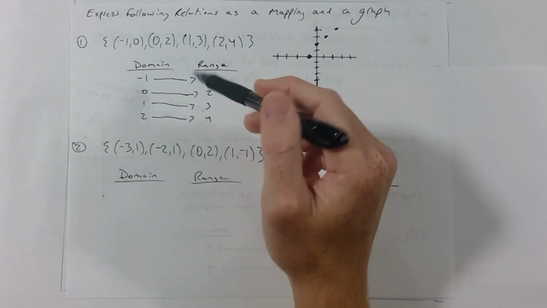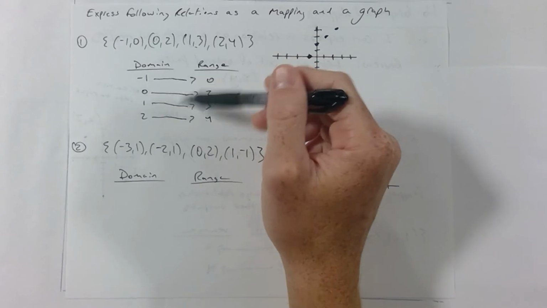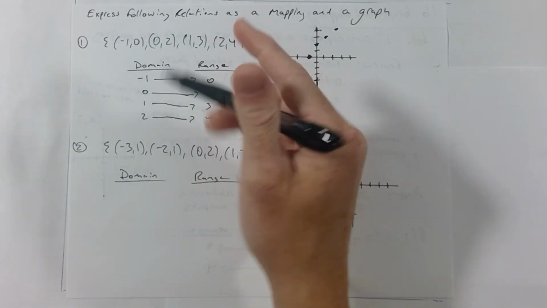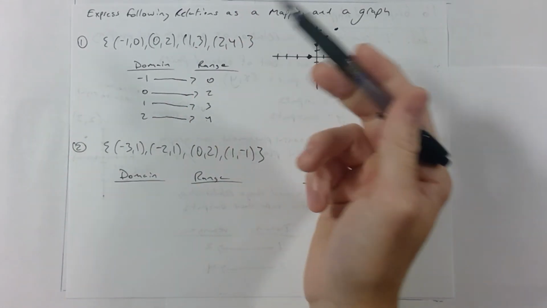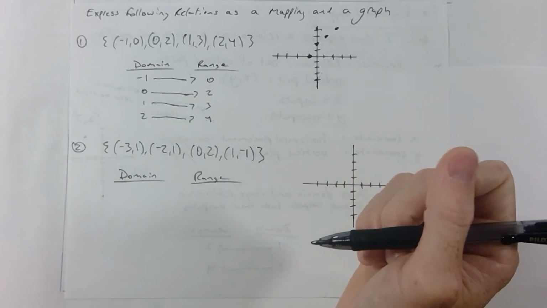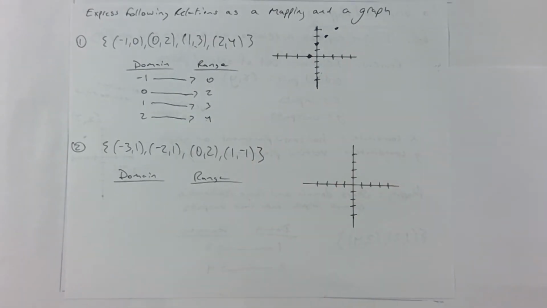Now, it's not always going to be this clean looking. Sometimes your arrows and your lines will crisscross. These ones just kind of worked out like this for us. Okay, maybe the next one will be a little bit different.